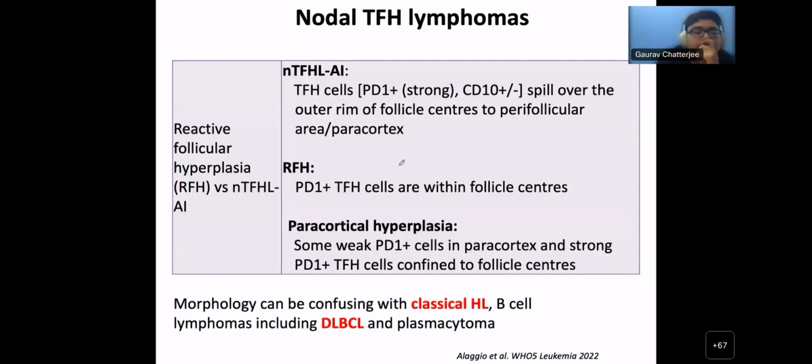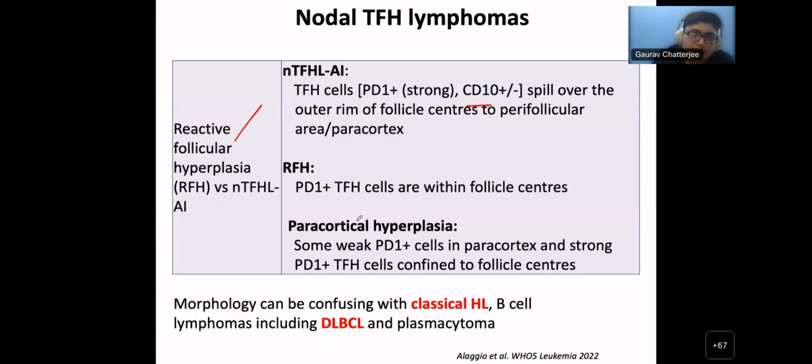So in this case, the differential diagnosis was the problem. The reason why I described this case is because AITL and these nodal TFH lymphomas can present with variable morphology, right? And sometimes their differential diagnosis is with a reactive follicular hyperplasia, like it was in our case. So one way to differentiate could be that these PD1 positive, CD10 positive T cells usually spill over to the parafollicular region, to the paracortex, in nodal TFH lymphoma, whereas in reactive follicular hyperplasia, they usually do not.